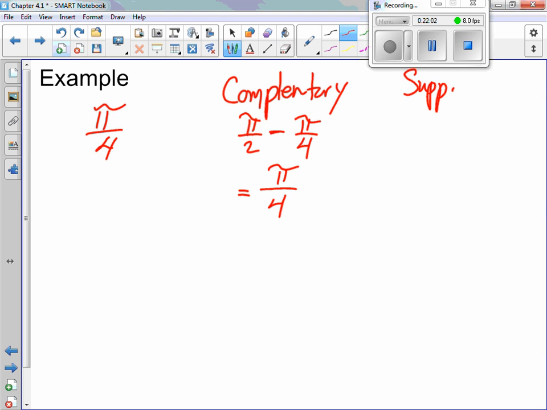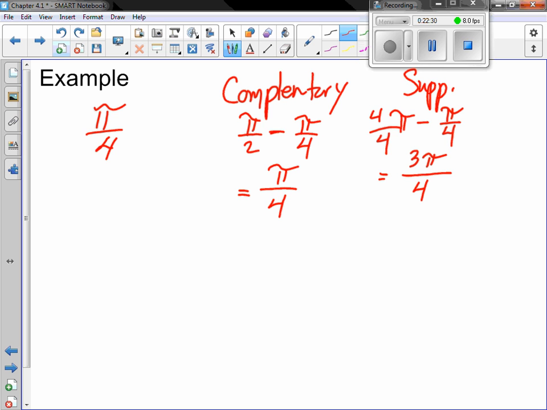So the other one is pi. Supplementary is pi. And so to find it, I can do pi minus pi over 4. And I think we should get 3 pi over 4, yes? Any questions on this here?